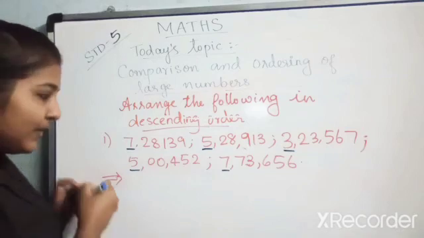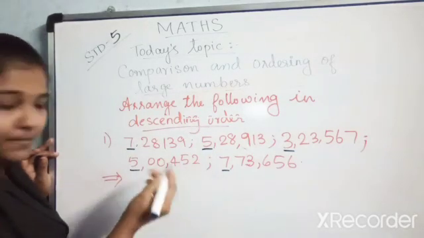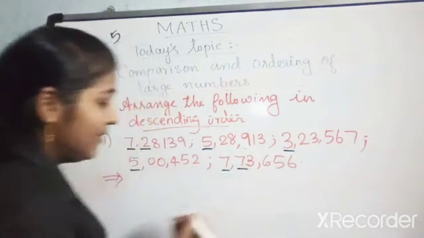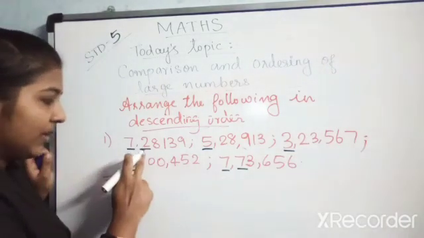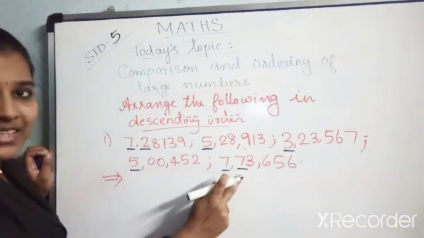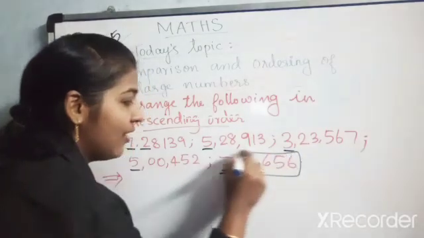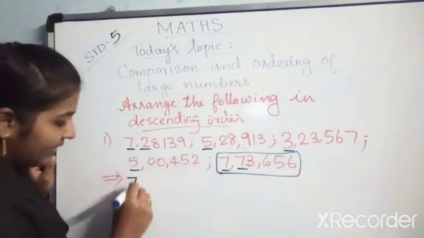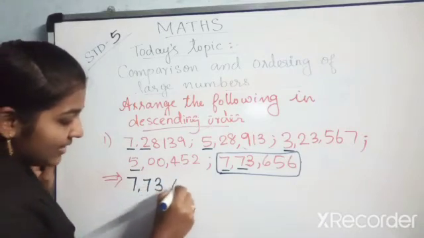Okay. So for that you can compare the next place digits. That is this digit, the 10,000s place digit in both numbers. That is 2 and 7. So tell me children, which is greater, 2 or 7? Yes, 7 is greater than 2, isn't it? So this number will be in the first position. Okay, that we can write. That is 7,73,656.